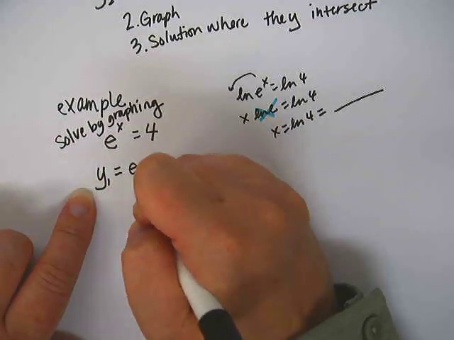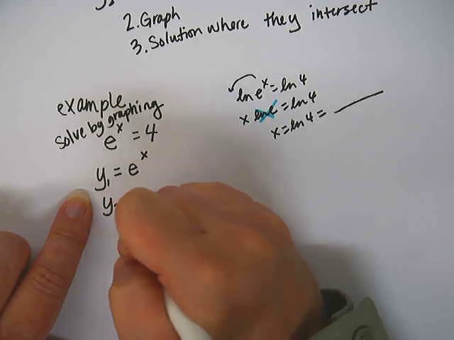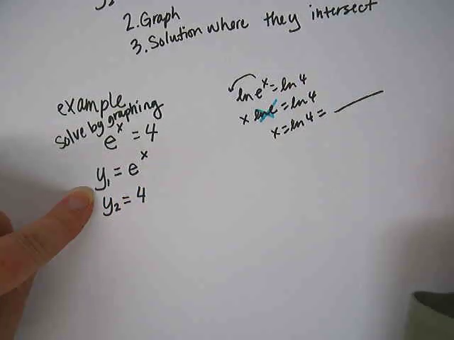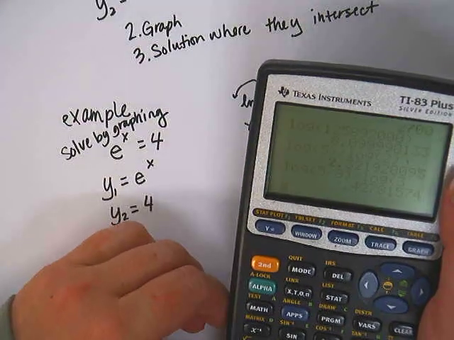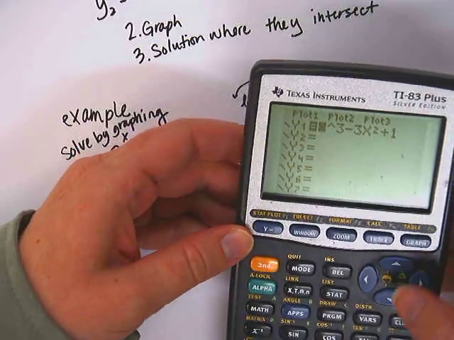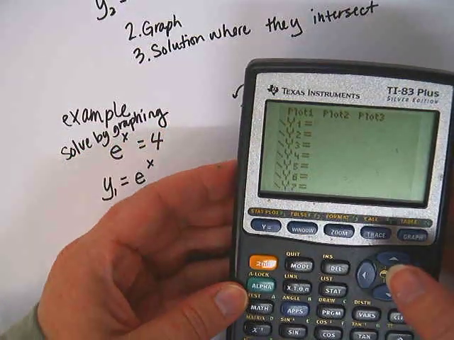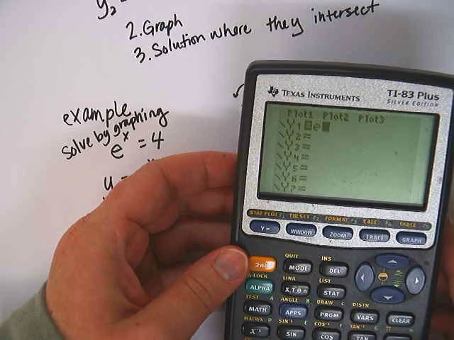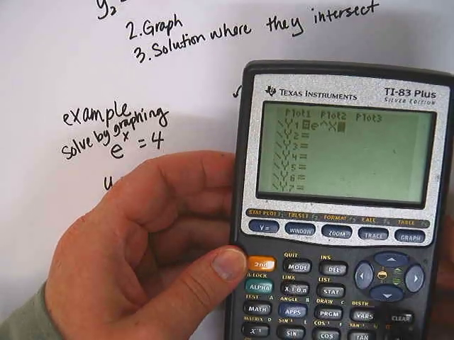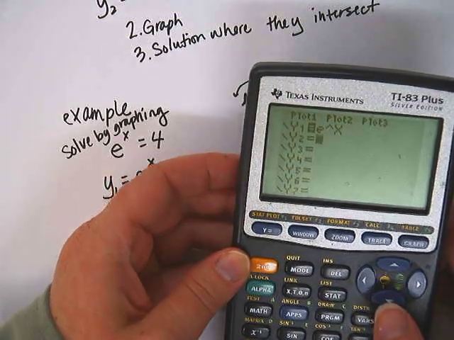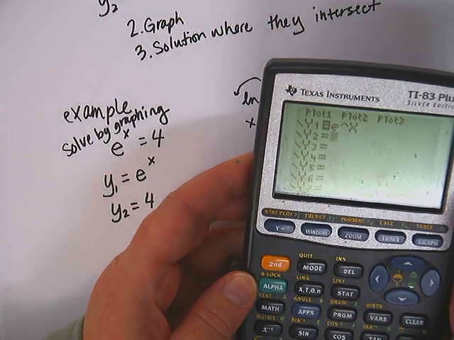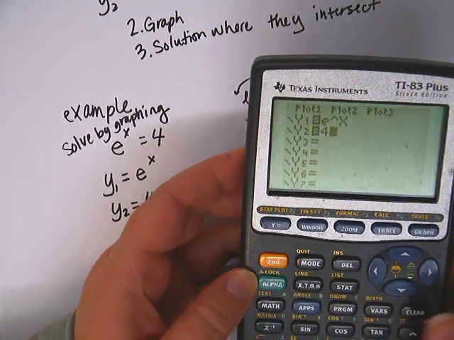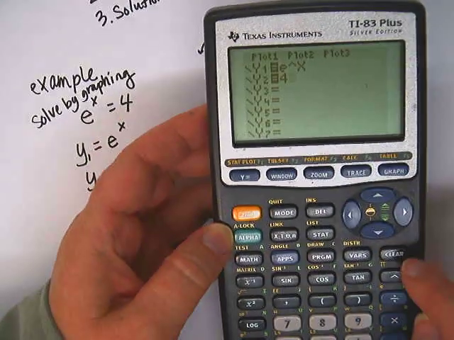Okay, so to solve by graphing, we're going to turn this into two different functions. One function equals e to the x, and the other function equals 4. Now I'm going to take my graphing calculator, go to y equals, clear out what's in there, type in e to the x power for one of my functions, and type in 4 for my other function.